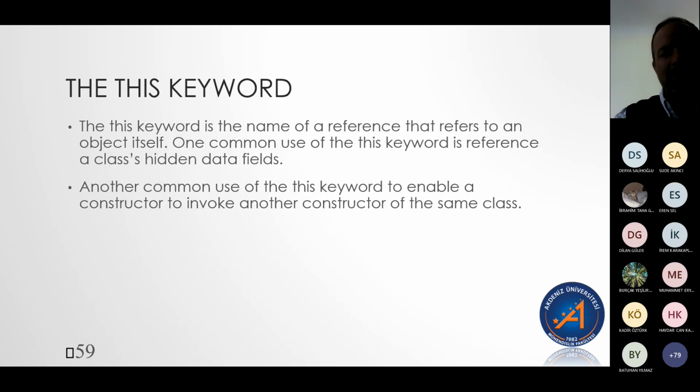Couple more before we take a break, and then I come back and do examples. The this keyword. This keyword is a reference to the object itself. So we can use this for some variable or some method inside of the class, inside of the object that I'm in. We can also use it to refer to the constructor of that class.